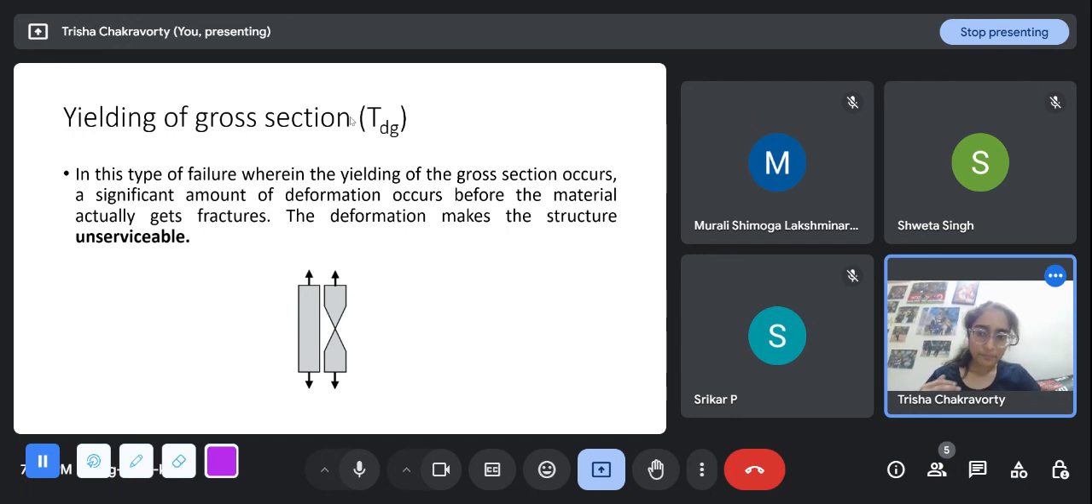Here there are three. In the type of failure where yielding of the gross section occurs, a significant amount of deformation occurs before the material actually fractures. This deformation makes the structure unserviceable. I think we have had a discussion about why, in bolts and in welds, we were taking the ultimate stress somewhere and the yield strength somewhere else.